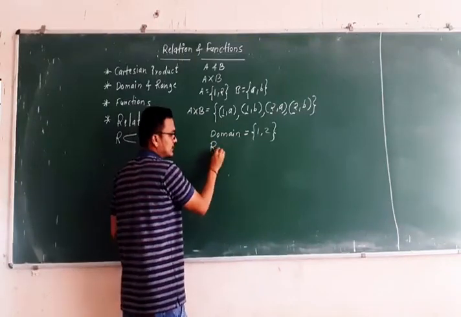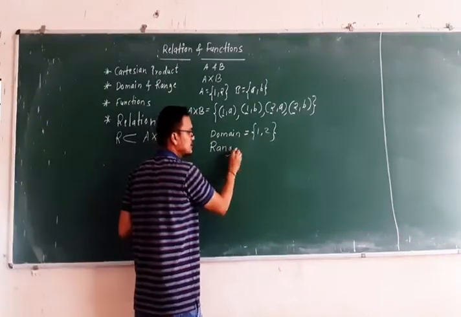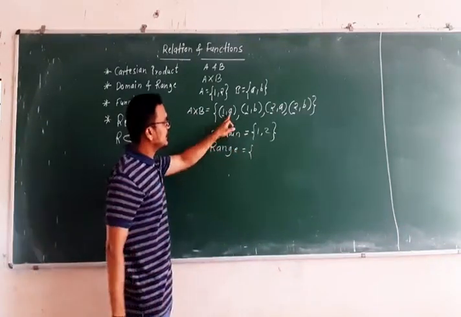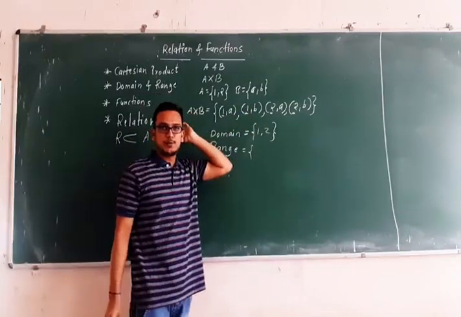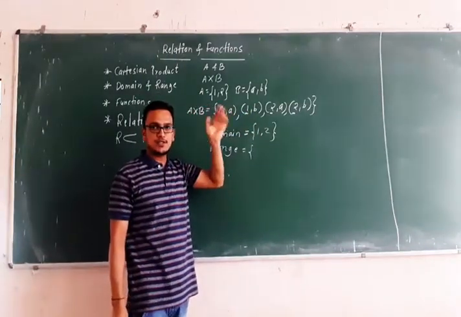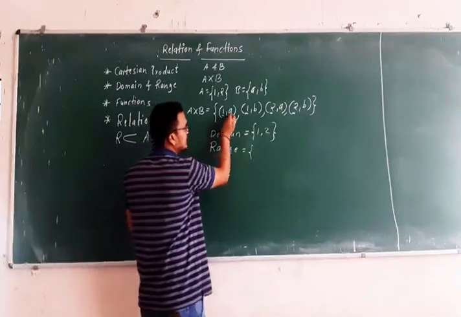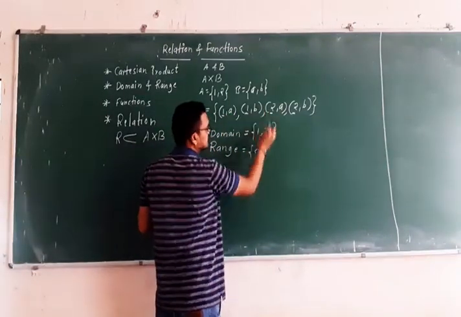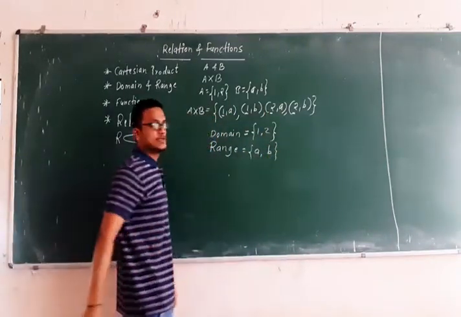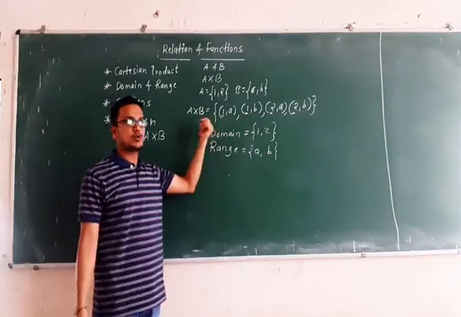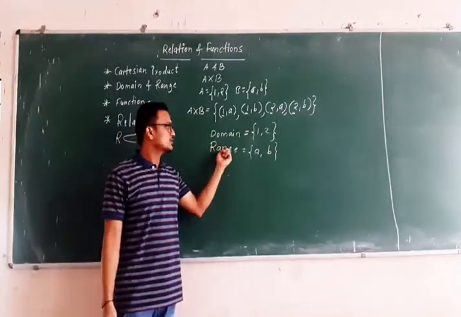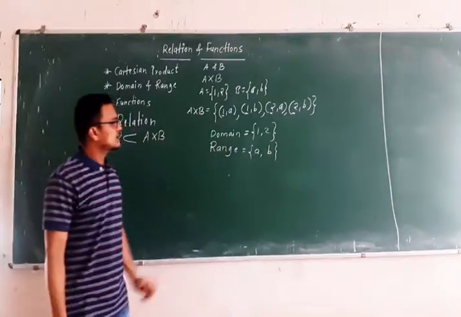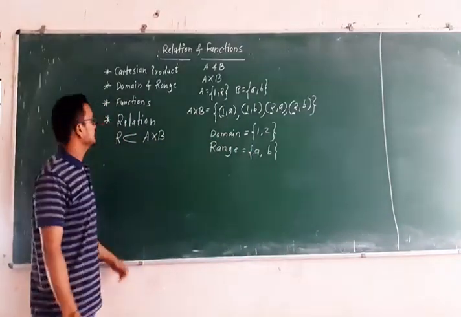Next, what about the range? Range means every second element present in the ordered pair. What are the second elements here? A and B. If one is repeated, you take it only once. So this is your range. This was also learned in the first year.